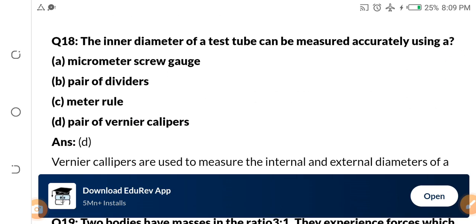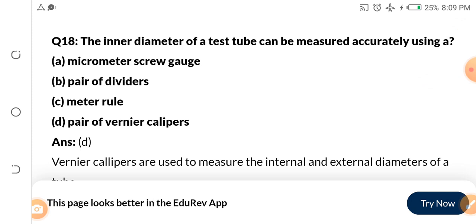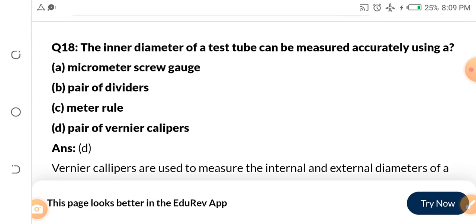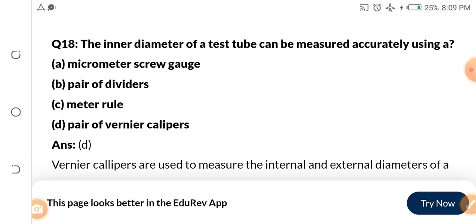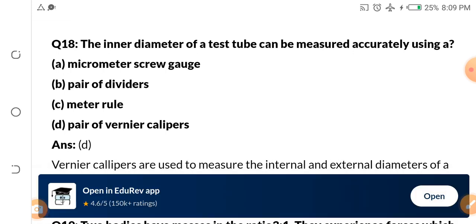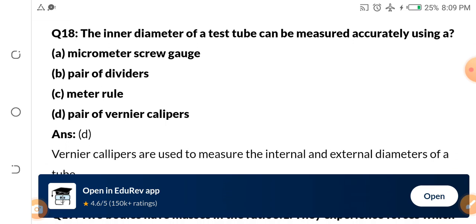Look at this question. The inner diameter of a test tube can be measured accurately using a dash. You know you cannot actually go inside the test tube to measure its diameter, but there is a material that can be used for its measurement. These questions are real JAMB questions, so I need you to pay more attention to them.